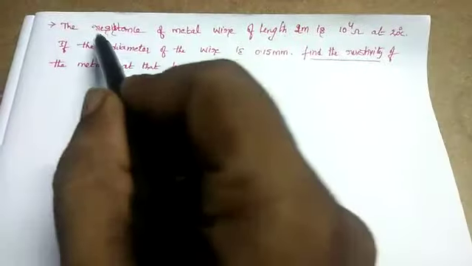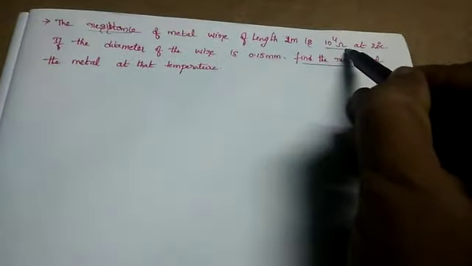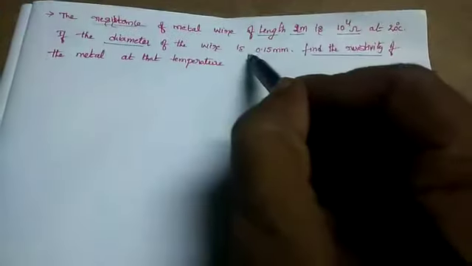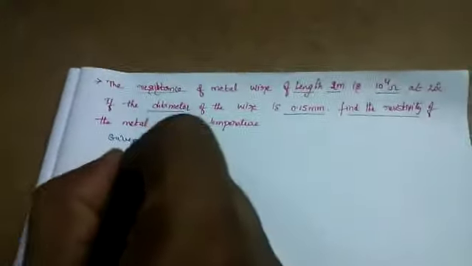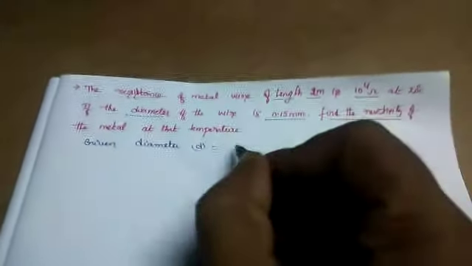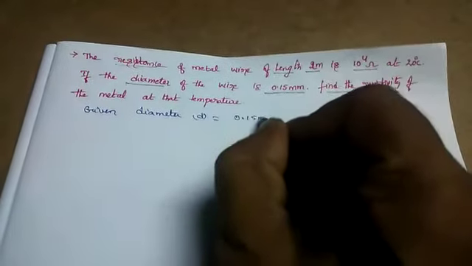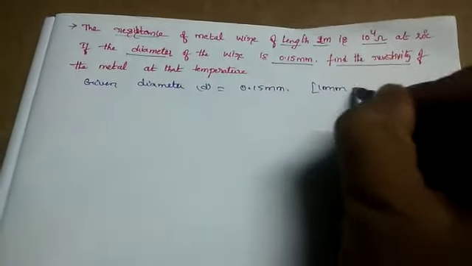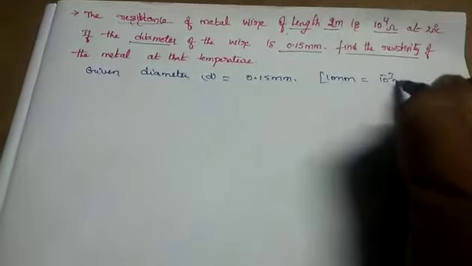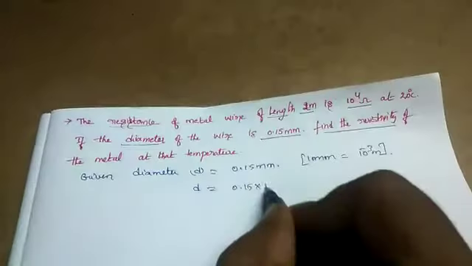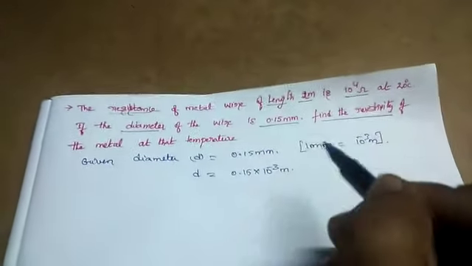So what is given here? Resistance: 10 to the power of 4 ohms. Length: 2 meters. And diameter: 0.15 millimeter. Let's see. Given diameter D is equal to 0.15 mm. 1 mm means we have to convert to meters, 10 to the power of minus 3 meters. Let D is equal to 0.15 into 10 to the power of minus 3 meters.